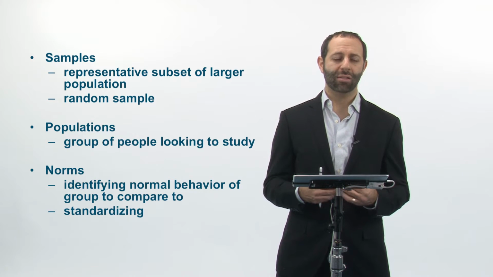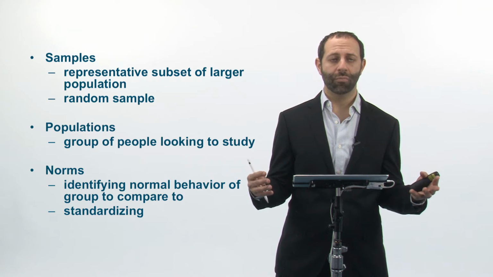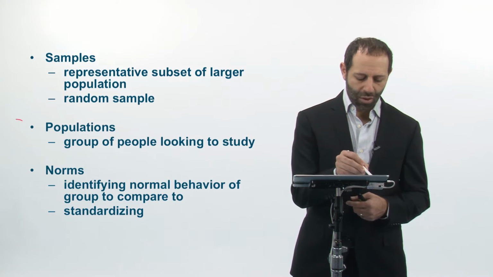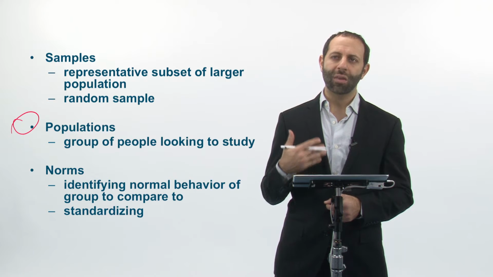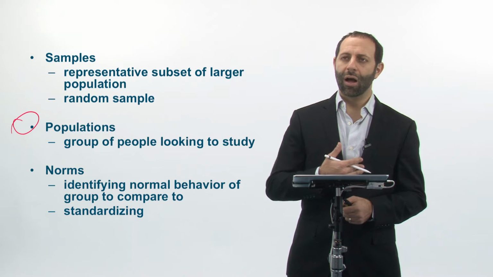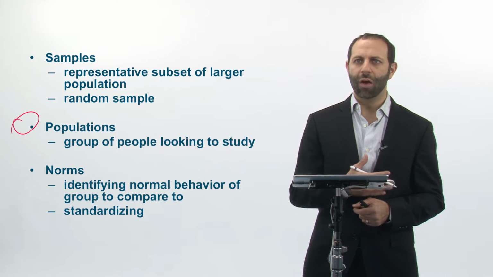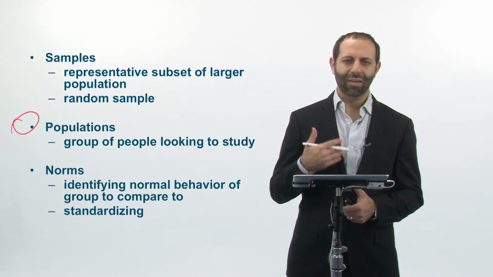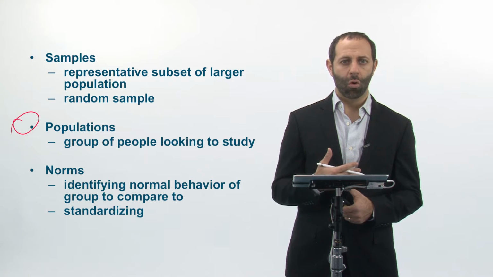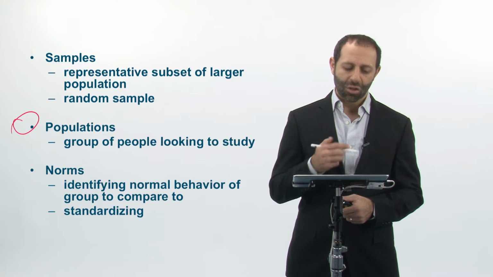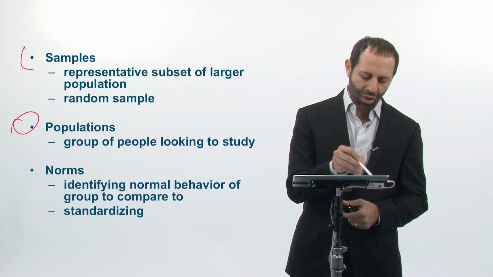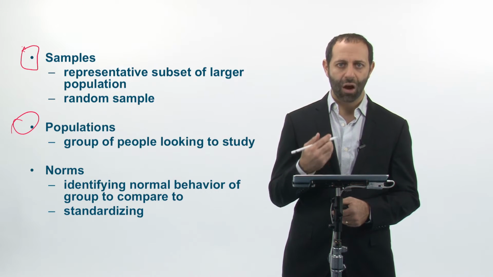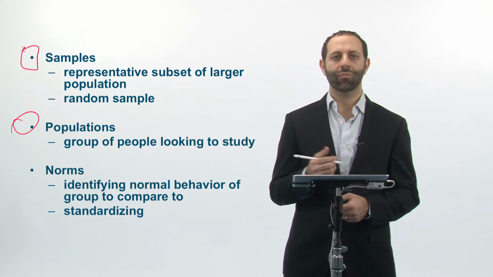Anytime we're going to ask a question about a population, and the population is really the group of people that we're trying to study, we have to understand that it's quite difficult to measure the information of an entire population. We're not going to be able to give a test to every single person or a survey to every single person. So therefore, we pick out samples of a population. A sample is a representative subset of the larger population.